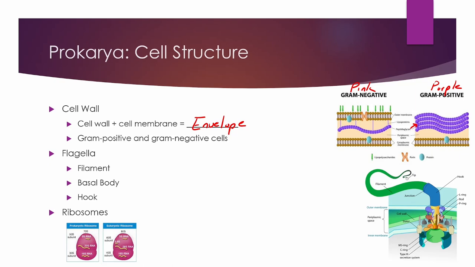Now let's talk about the anatomy of the flagella. The flagella has three main parts: the filament, the basal body, and the hook. The hook's right here, and this right here is essentially the basal body. The filament is basically the part that is flipped around for the bacteria to be able to move. The basal body controls all the energy and provides the mechanism for it to move, while the hook basically connects both of them together.